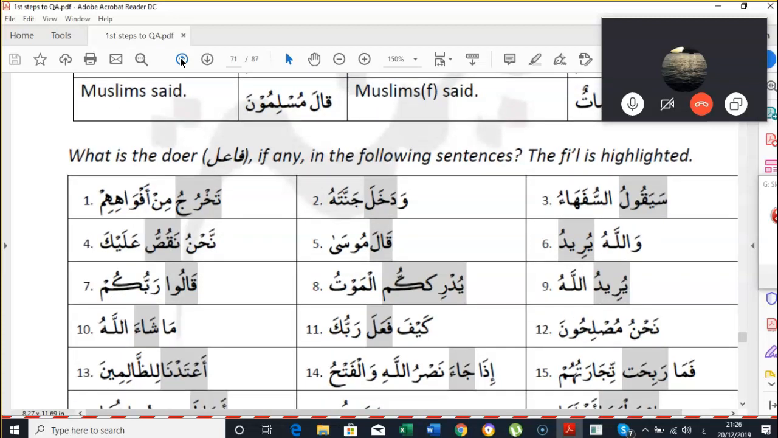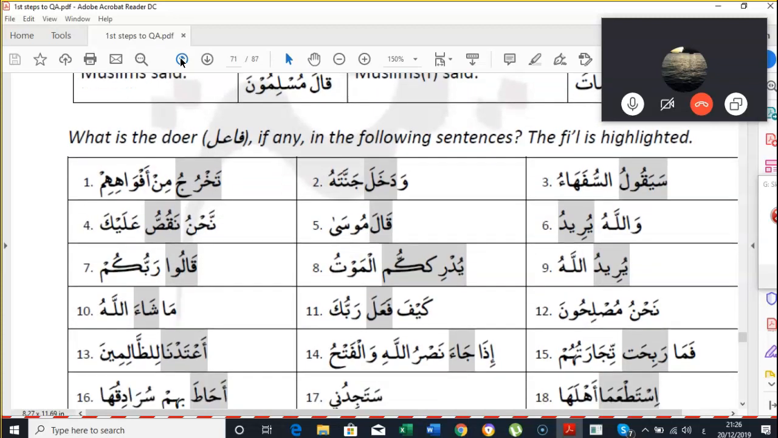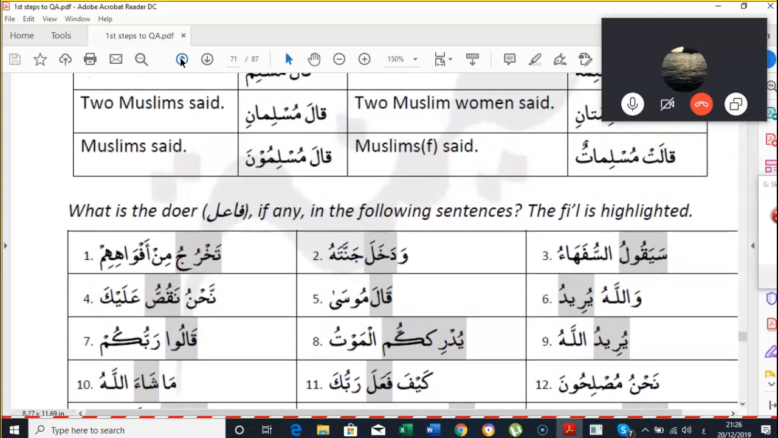Okay, what is the dua in, if any, in the following sentences? Look at number 3. Yep, سيقول السفهاء. What does السفهاء mean? It means fools. Fools. And the amazing thing about this here, Allah says in the Quran, the second juz starts with that. سيقول السفهاء, for idiots basically. Fools.